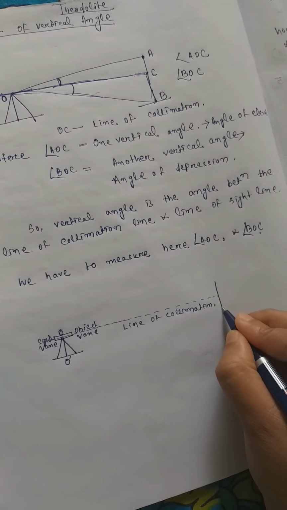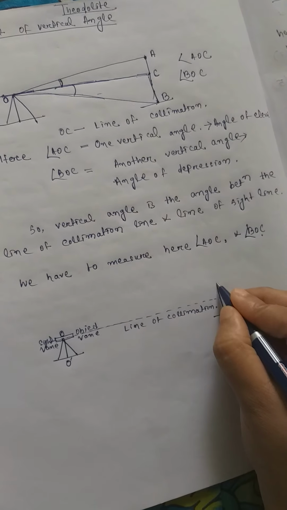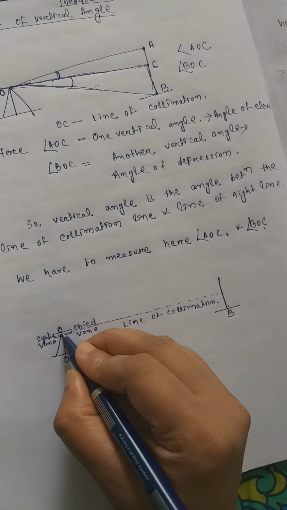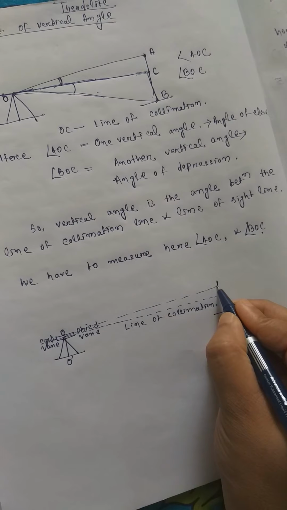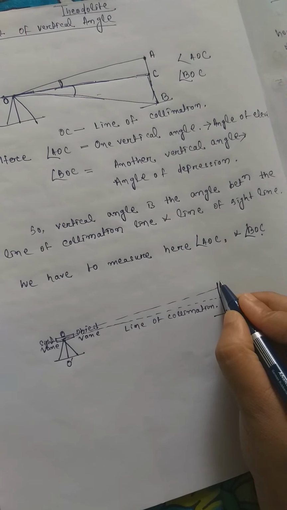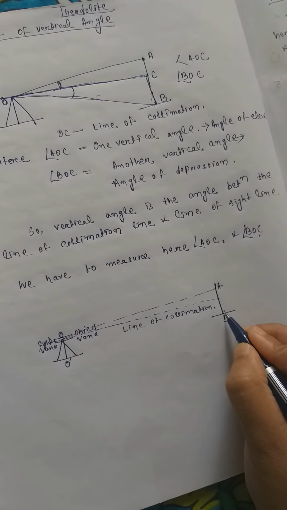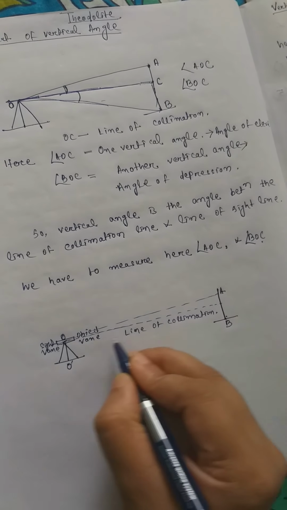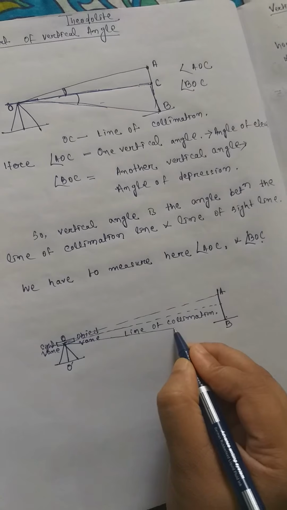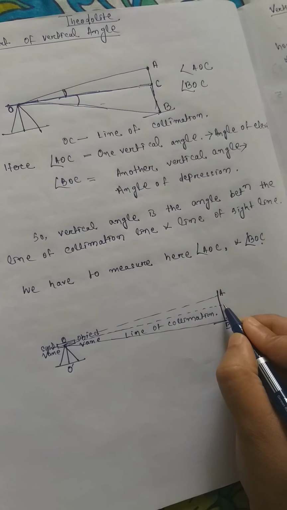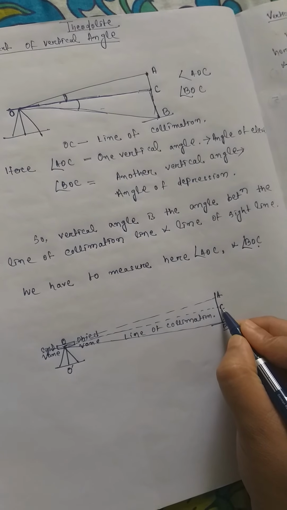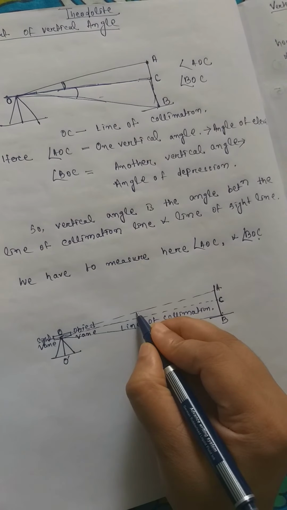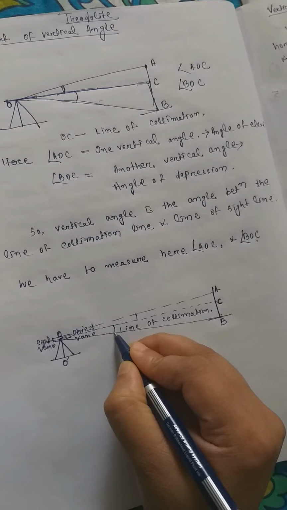And when a staff is there at station B, a point we have taken above the line of collimation is A, and the station which is the staff at B is also another point. Here the central axis point meeting the staff is known as C. We have to measure the angles AOC and BOC.